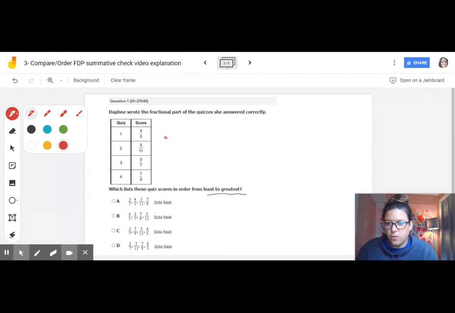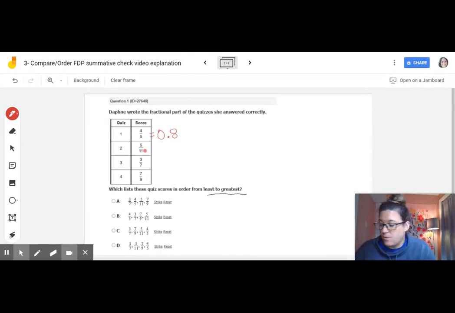So we've got 4 divided by 5 on your calculator, 0.8. 5 divided by 11, long division, or on your calculator, is 0.45, and that repeats. 3 divided by 7 is 0.428, or 9, really, if we round up. And then 7/9 I've memorized is 0.7 repeating.